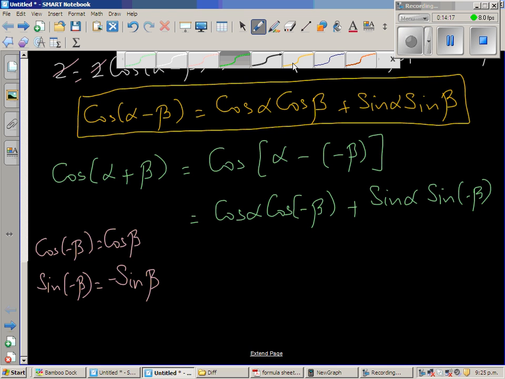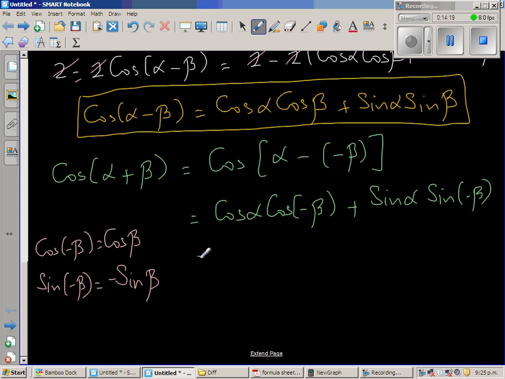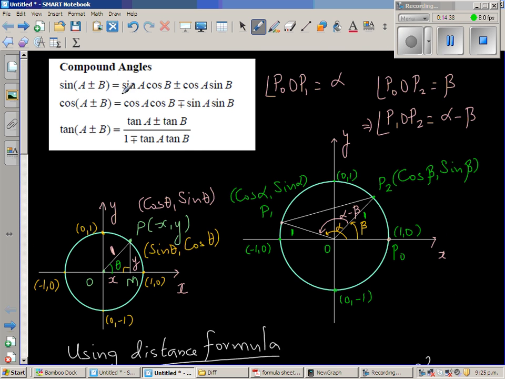So cos negative beta is cos beta, so this is cos alpha cos beta, and sine negative beta changes this to minus sine alpha sine beta. I'll prove the next two, for the sine and the tangent, in the next video.